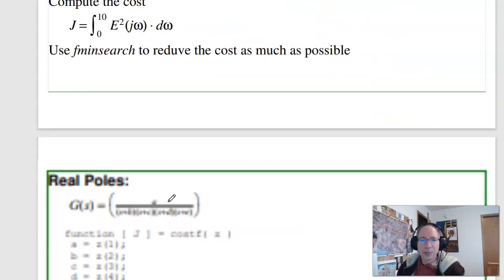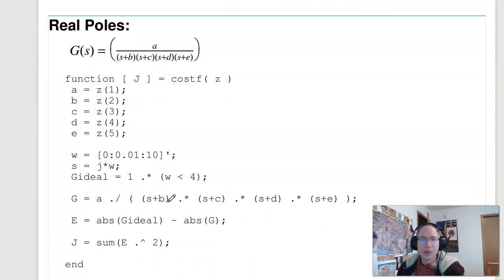For example, suppose this would be a function fminsearch I could use. Suppose I want to assume the filter's in this form. I've got 4 real poles, and for the numerator, no zeros. What's the best I can do? Here's my cost function. That's what I want it to be: gain is 1 for frequencies less than 4. Given A, B, C, D, E, here's what the filter really is. Find A, B, C, D, E to come up with the best filter possible.